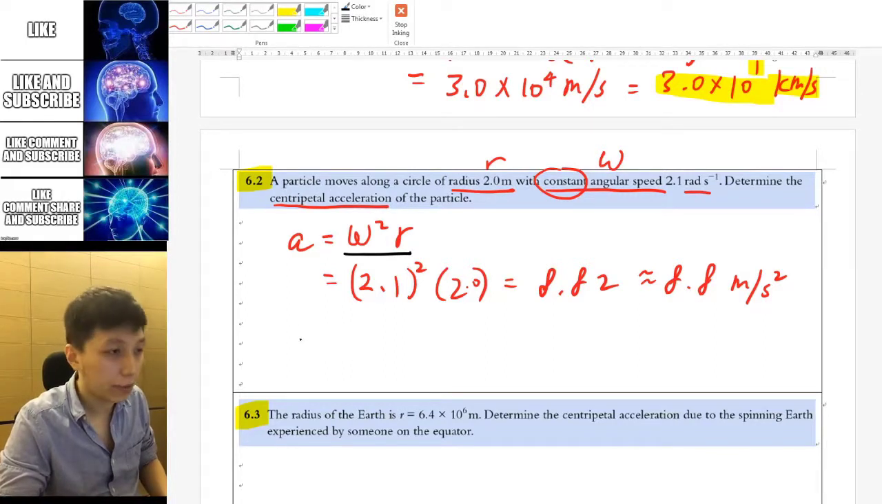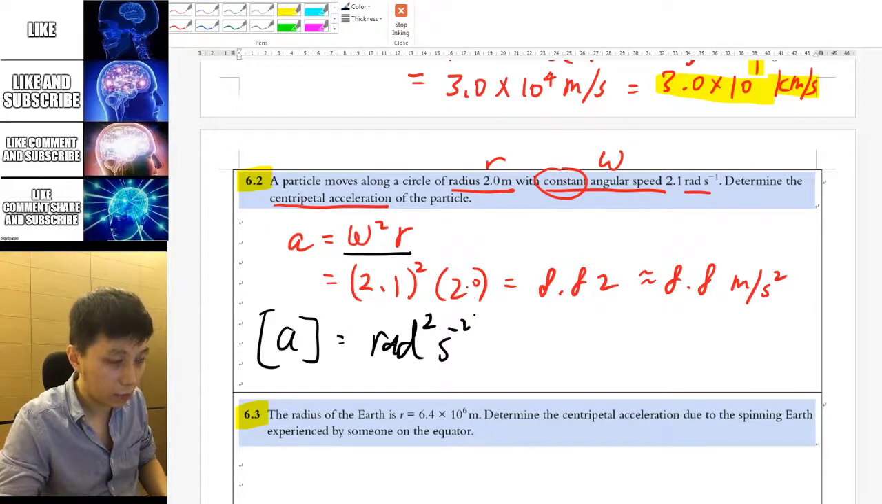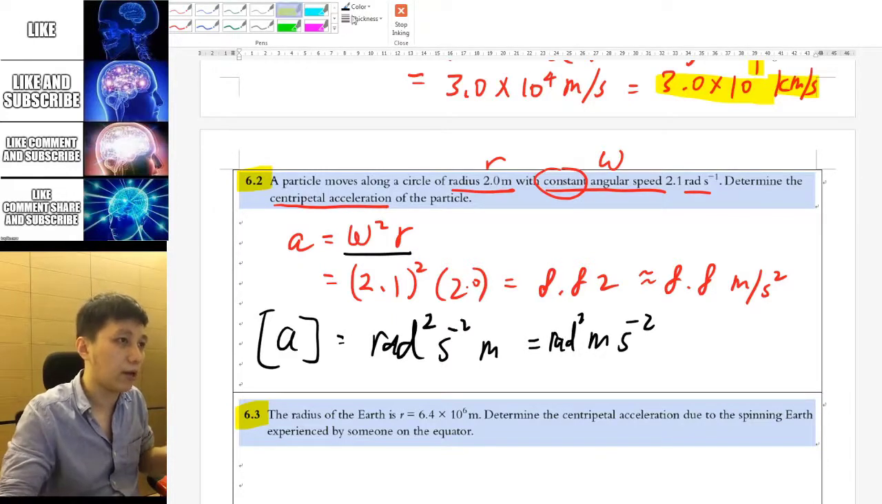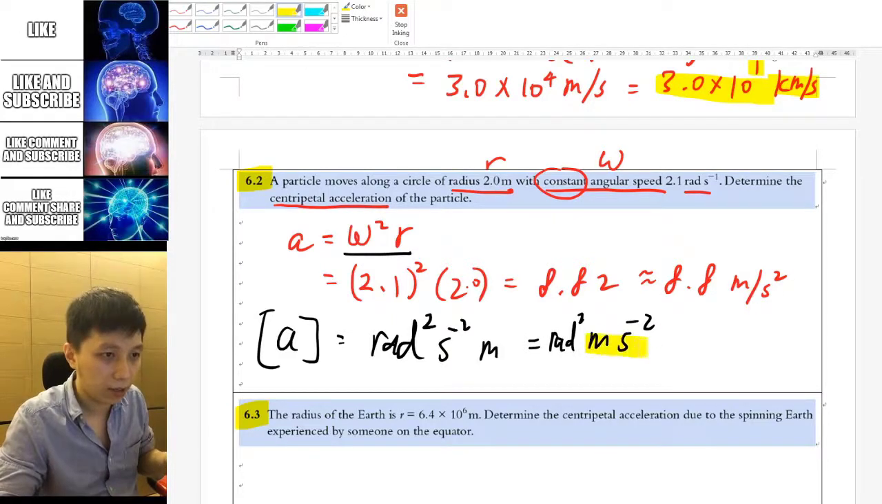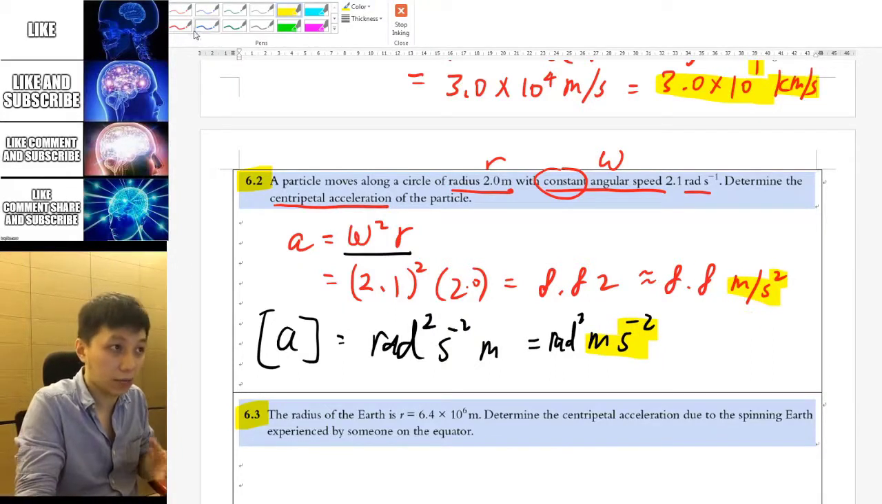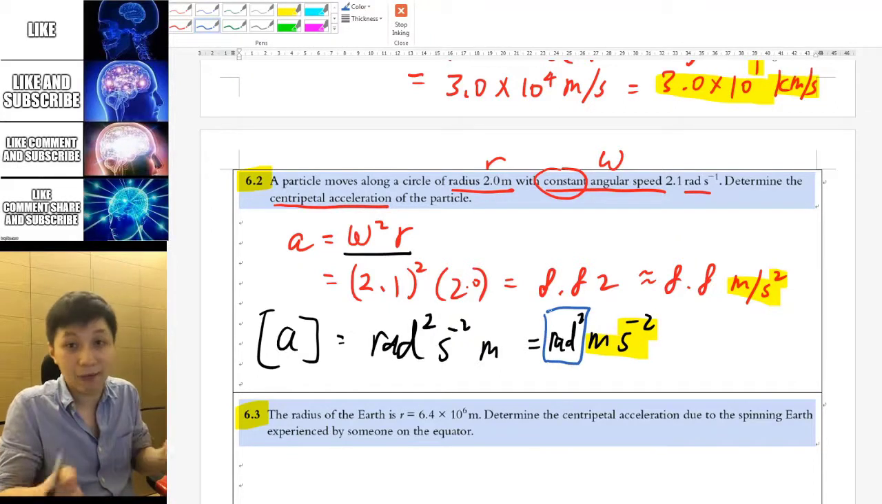Alright, let's just work it out together. So the units of A, using the equation, would be radian squared with omega squared and meter. If you rearrange it, that will be meter per second squared with radian squared. So in fact, if you compare it, you'll find, hey, isn't this the same as meter per second squared already? So does that actually mean radian squared is dimensionless?